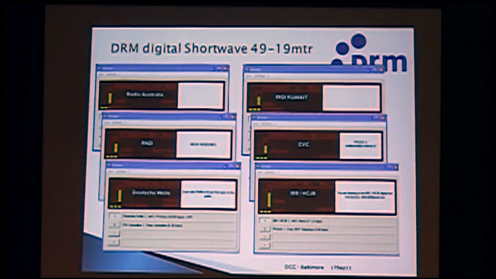Here are some typical stations that I picked up in St. Louis: Radio Australia, Radio New Zealand, Deutsche Welle, stations in Germany. Even Kuwait had a station. They're not on the air right now, but they had a quite strong signal that they beamed to the northeast United States. And here was some work done by the IBB, International Broadcasting Bureau, and HCJB for DRM.